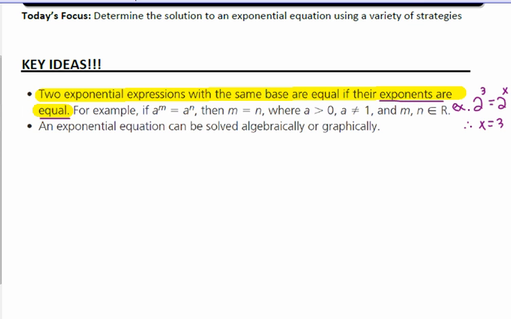Okay? So it has to be in this form. It can't be like 2 times 3 squared equals 3 to the x. That wouldn't work in that case. We have to just have like 3 squared equals 3 to the x. A base to the power equals a base to the power. An exponential equation can be solved algebraically or graphically. So today we're going to focus on algebraic. That's part 1. Alrighty?